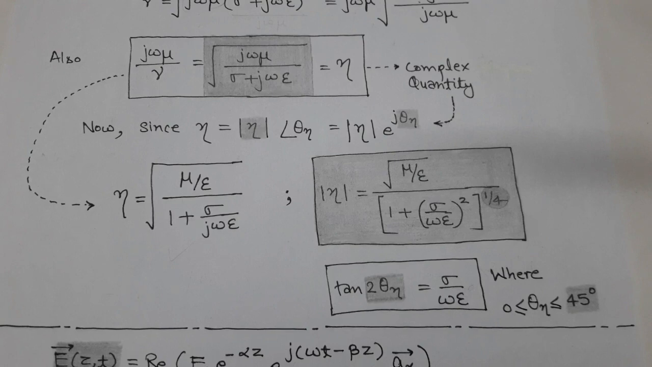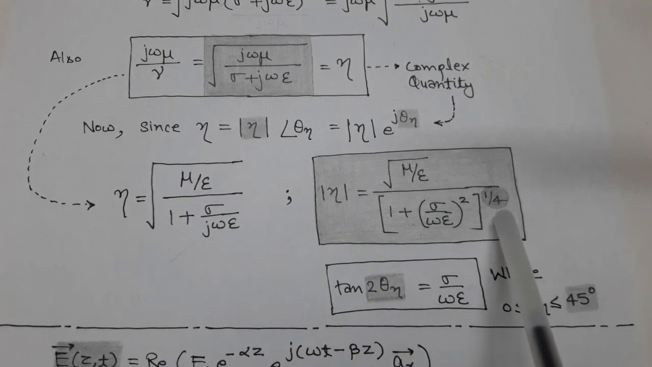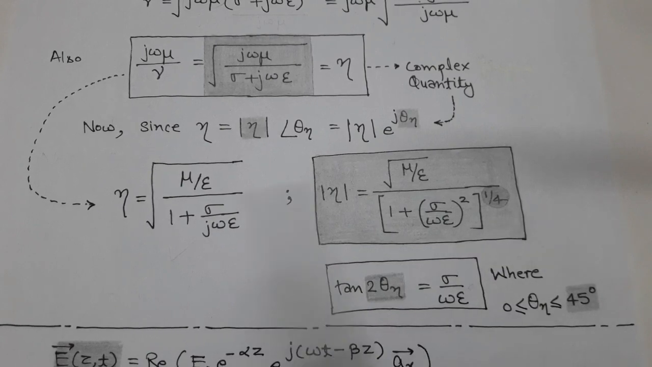So from here we get a magnitude of eta, which is in the numerator, that is under root mu upon epsilon, and in denominator it is 1 plus sigma upon omega epsilon whole square, and whole to power 1 by 4. This is because eta is a square root term, and after taking a magnitude we again take a square root, so we get a power 1 by 4 in the denominator.